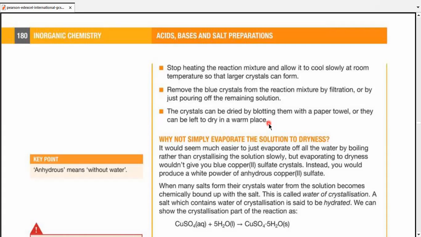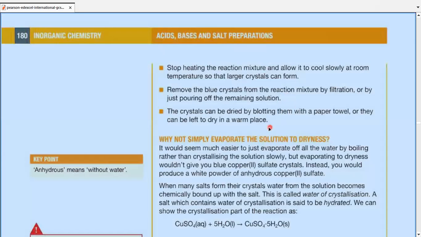Now the question arises, why not simply evaporate the solution to dryness? This is something important. It seems much easier to just evaporate off all the water above boiling rather than crystallizing the solution slowly. But evaporating to dryness wouldn't give us the blue copper sulfate crystals. Instead, you would turn it into a white powder of anhydrous copper sulfate. It is important that we explain this part.